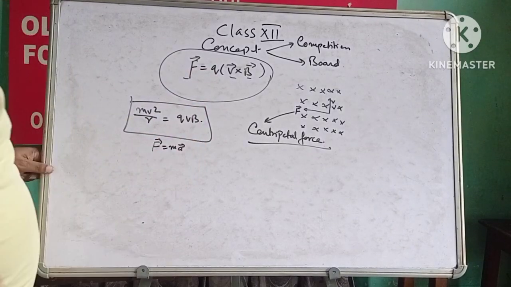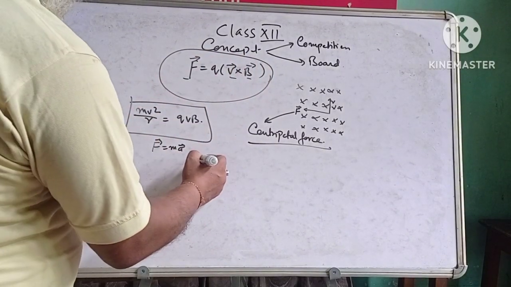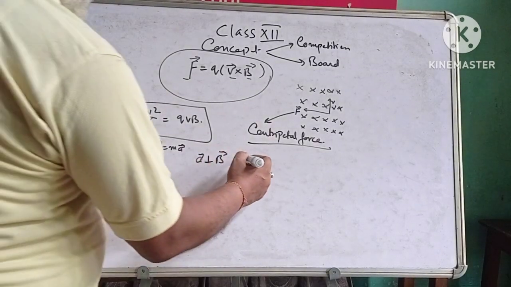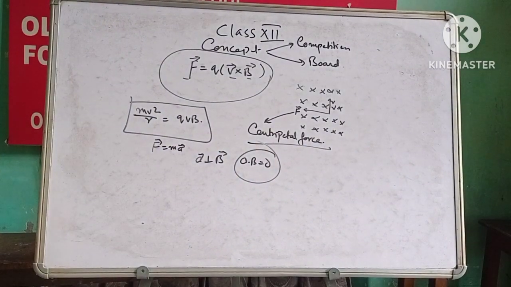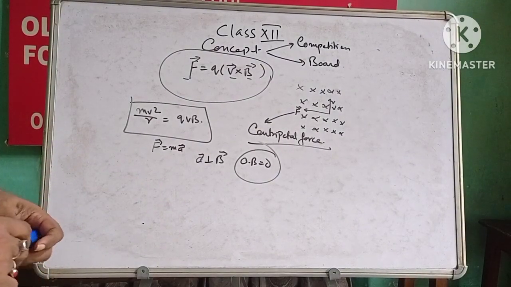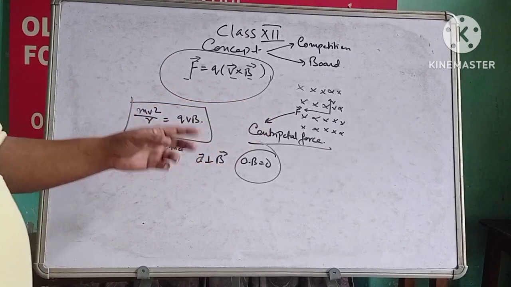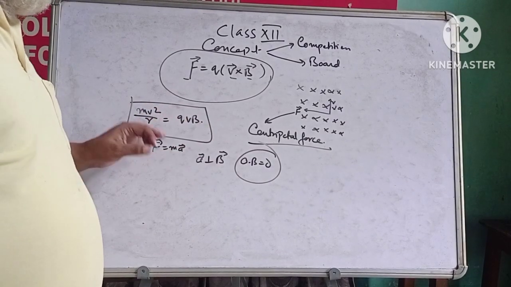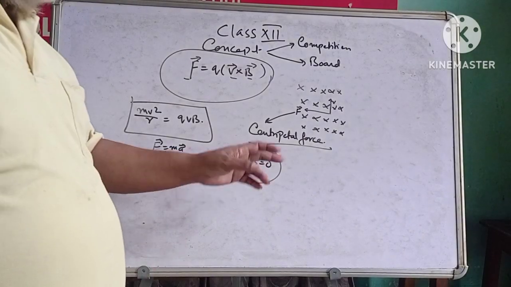If F is perpendicular to B, because they are mutually perpendicular, then acceleration is also perpendicular to B. So your A dot B will be 0. See how the things are being related. So mv square by r is the centripetal force, which means there is a centripetal acceleration. Since F is perpendicular to B, the centripetal acceleration is also perpendicular to B. So A dot B will be 0.